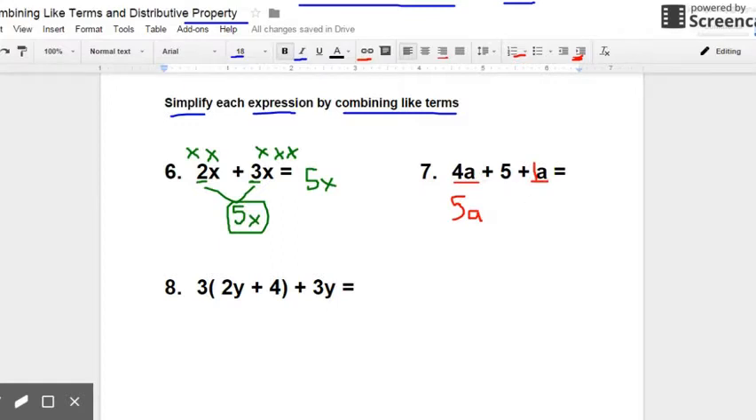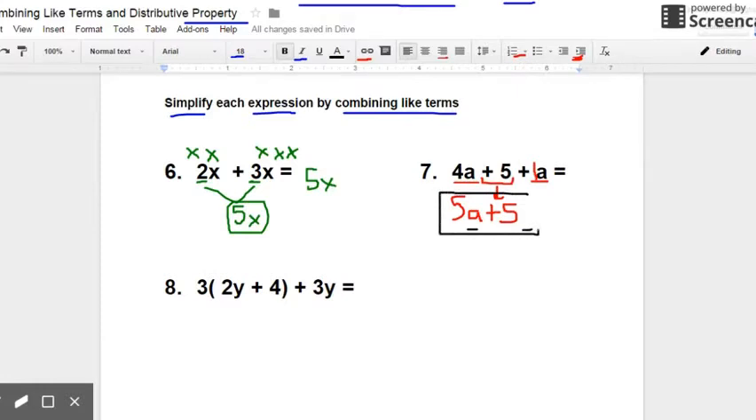Now what do I do with this thing that's not alike? This plus 5. Well, I just bring it straight down. Since these are not alike, this has a variable of a, and this does not, then we can't combine these together. This is your final answer.